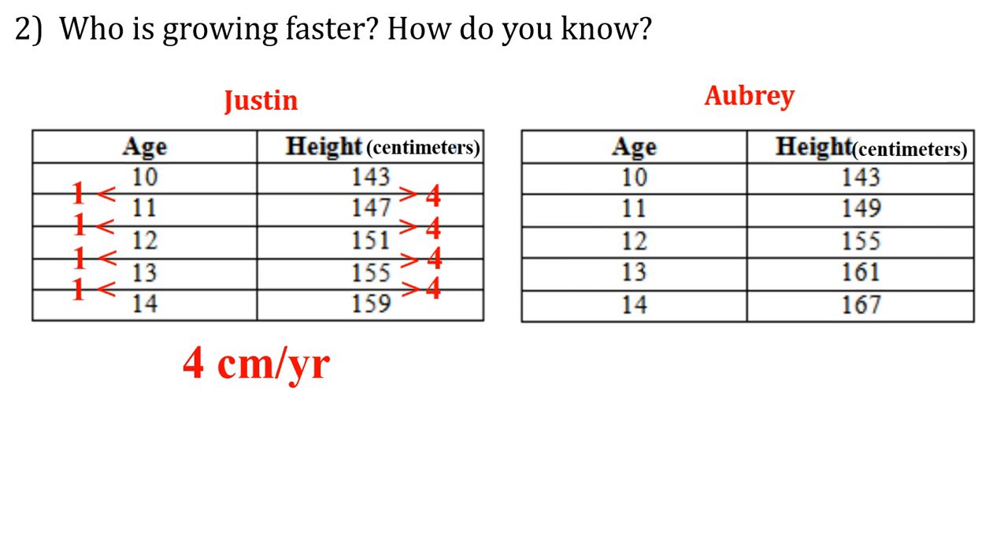Now for Aubrey, every year she has a change of 6 centimeters. Again, because it's the same, we can say that the slope is 6 centimeters per year. So they have a constant rate of change, both Justin, 4 centimeters a year, and Aubrey, 6 centimeters per year. Who's growing faster? Well, Aubrey, because her rate is 6 centimeters per year, 2 more centimeters than Justin.